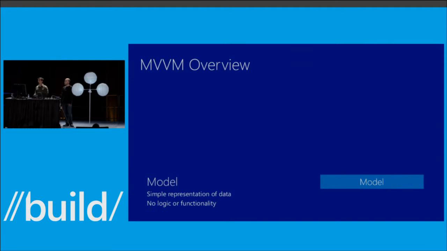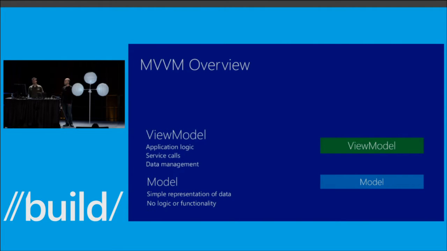Sometimes I'll have my model create an additional property, and I'll have some logic that takes the property I pull out of my service or database and maybe turn it into a different type. But very, very minimal logic inside of our models. The bulk of our business logic, the bulk of our application logic is going to happen inside of our view model. This is where we're going to create our services, make our service calls, do our data management, things like storage, that kind of stuff.